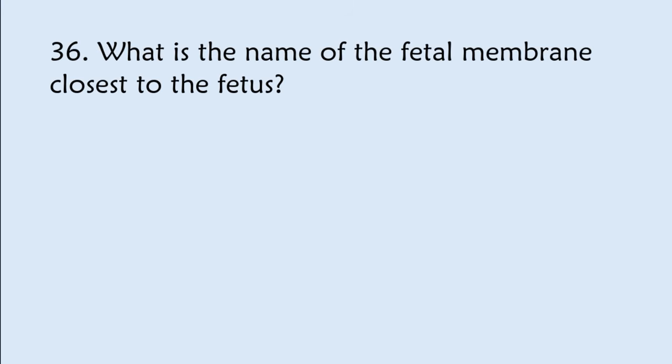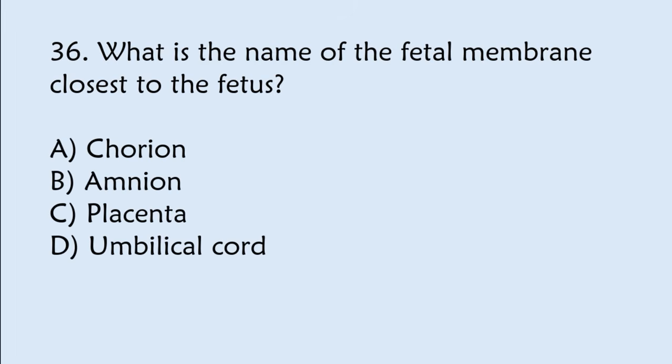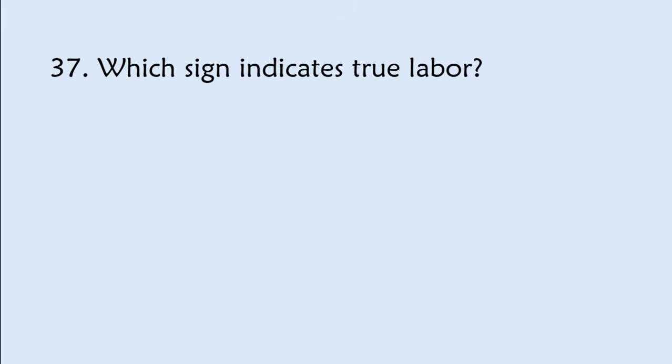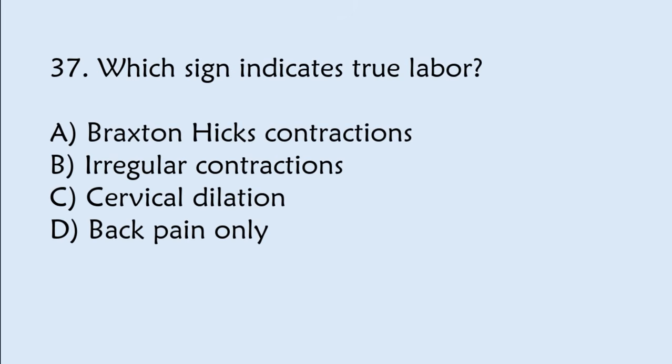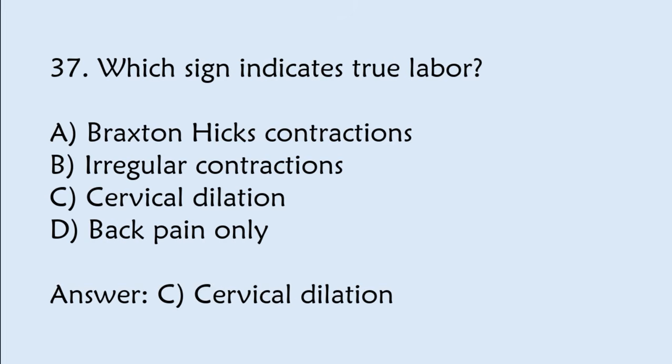What is the name of the fetal membrane closest to the fetus? Chorion, amnion, placenta, umbilical cord. Correct answer is option B, amnion. Which sign indicates true labor? Braxton Hicks contractions, irregular contractions, cervical dilation, back pain only. Correct answer is option C, cervical dilation.